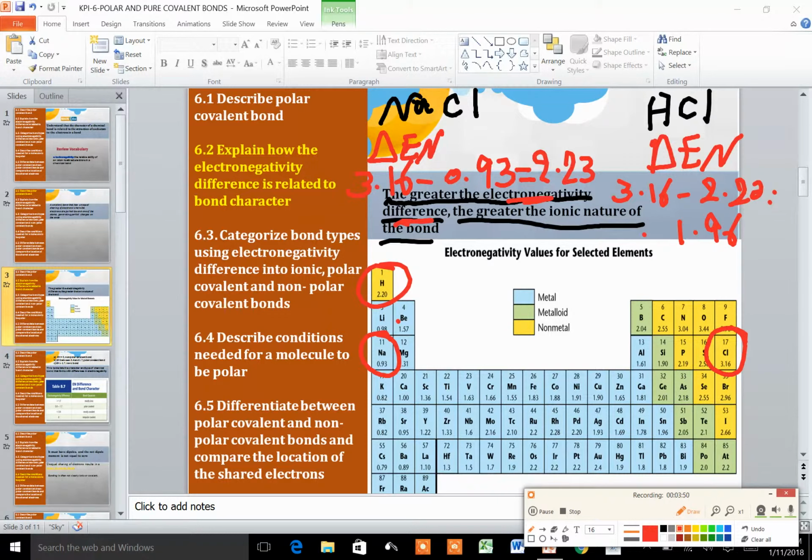You know from last term that NaCl is an ionic compound, while HCl is a covalent compound. NaCl is a metal and non-metal bonding. The covalent bond, or HCl, is non-metal bonding. So as the difference in electronegativity increases, the ionic character of the bond increases.